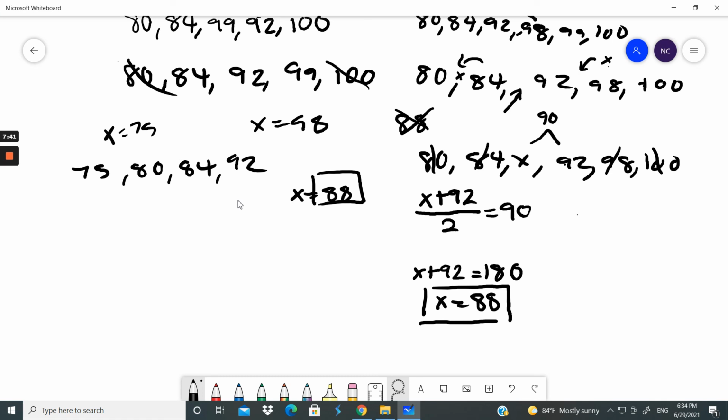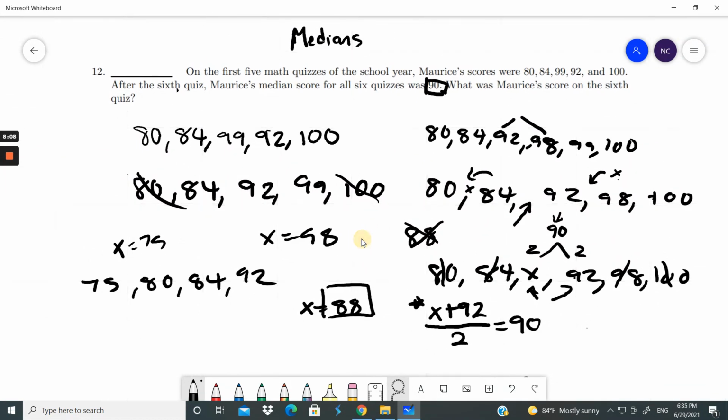For those of you who like to do it mathematically, and for bigger numbers, this might be an easier way to do it. But if it's small numbers like this, and you know what the median is, it might be easier to just say, oh, 92 is 2 greater than 90, so x must be 2 less than 90, just because you know that the median is going to be exactly in between these two numbers. All right, so that was the problem, and that was how we solved it. X is equal to 88. All right, thank you so much for watching.